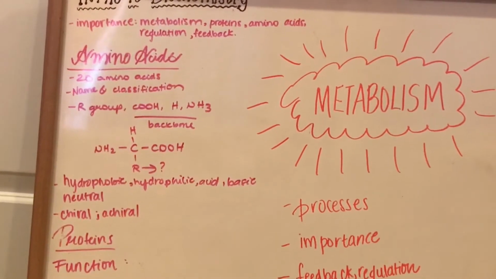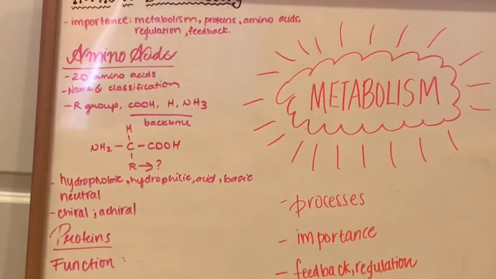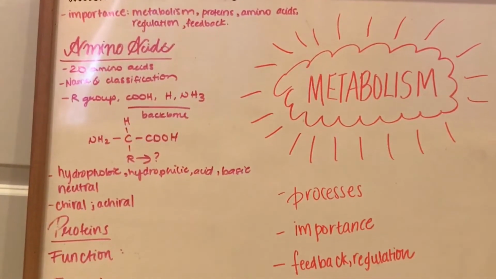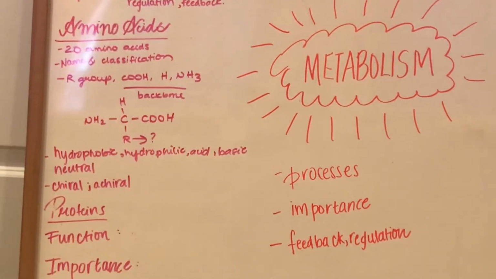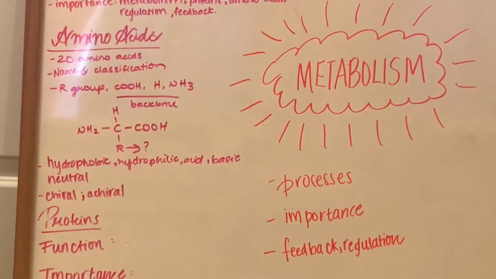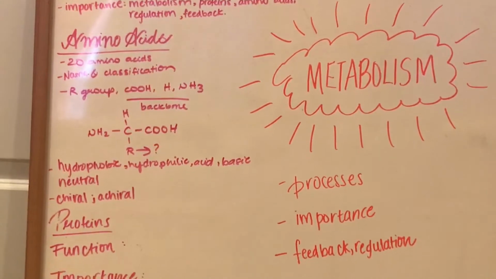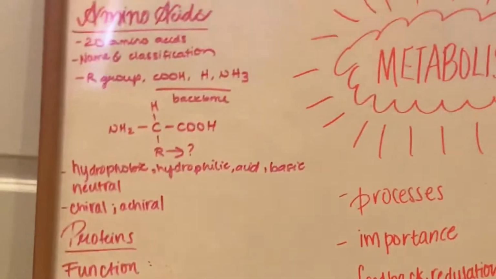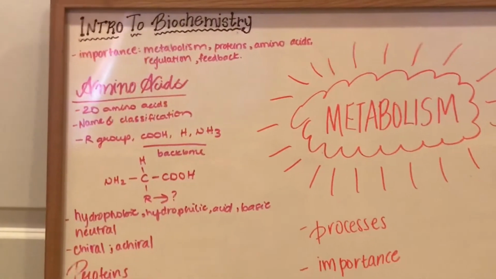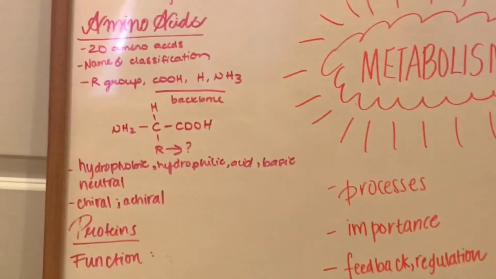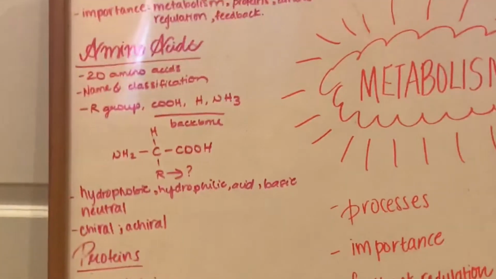So amino acids, what are they? Amino acids are just a carbon backbone with various functional groups attached to them. There are 20 amino acids, and I'm going to name them, so make sure you write them down if you're interested in knowing them.